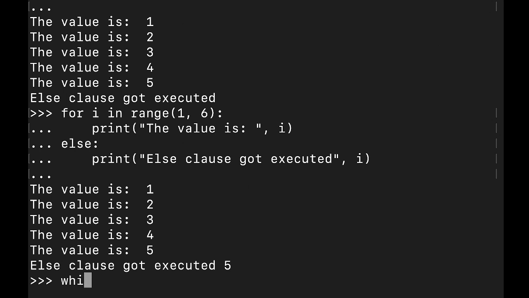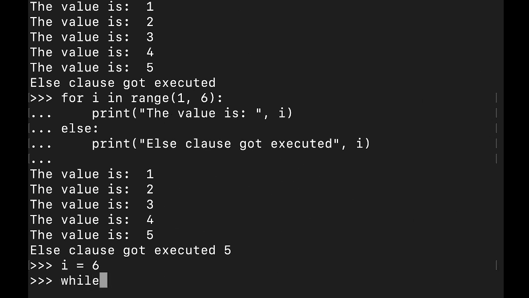Now let us go for the while statement and see what is happening there. In case of while, actually some variable you have to take, that is I is equal to, we can take 6 only. So while, it will start from there.